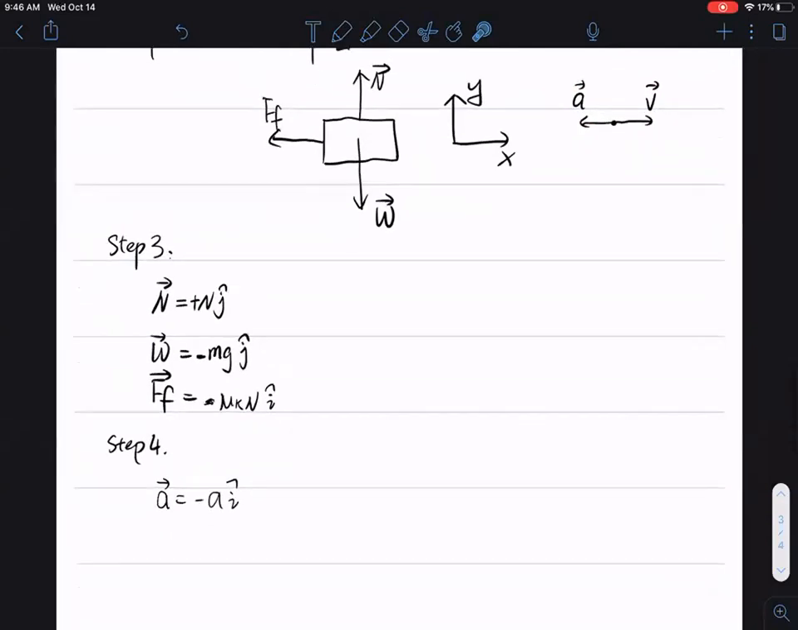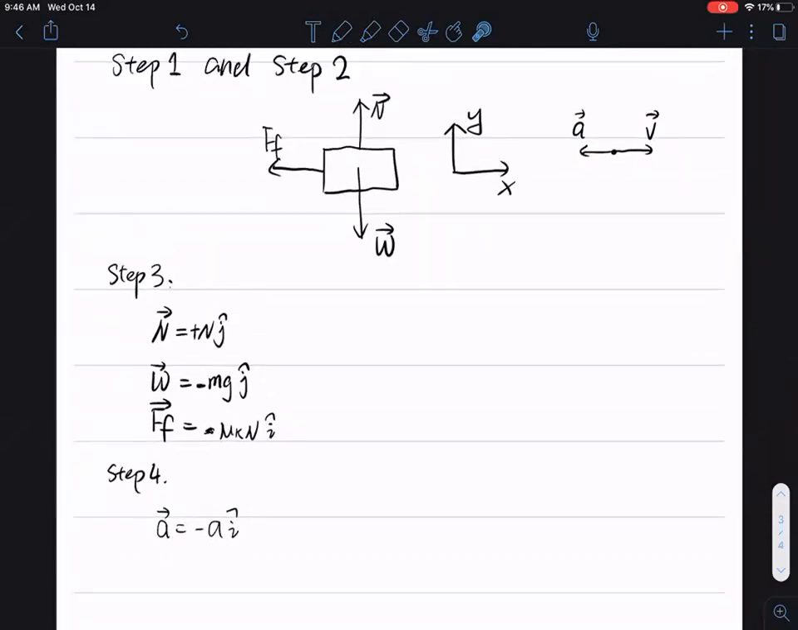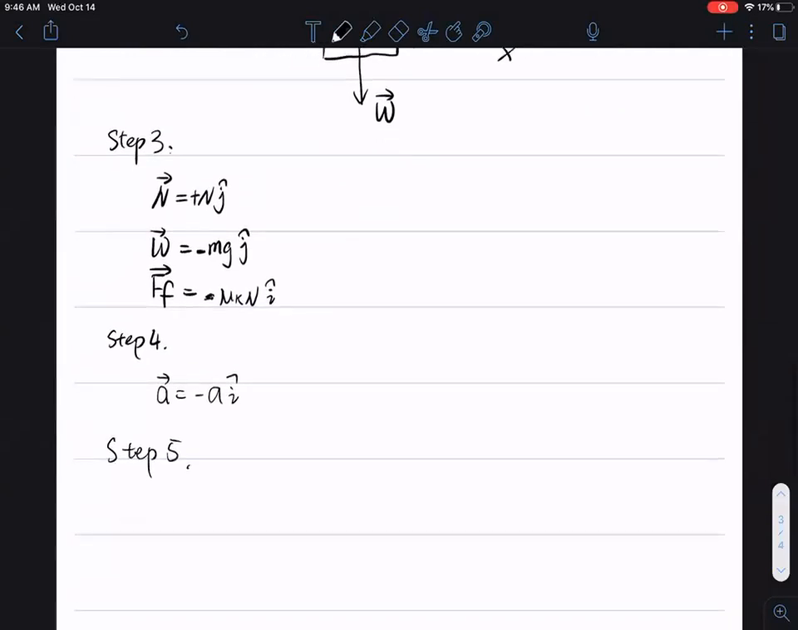So now we have steps 1 to 4. Can you try your best to assemble Newton's second law in step 5? Step 5 is to assemble the sum of forces equal to ma. Try to see if you can sum all the forces into that equation equal to ma.